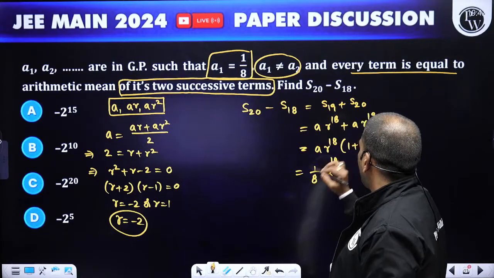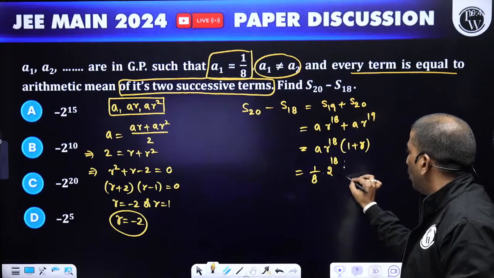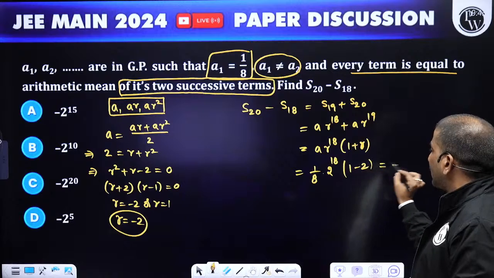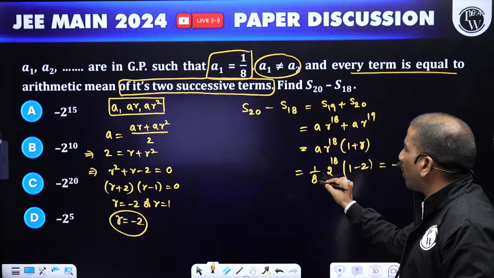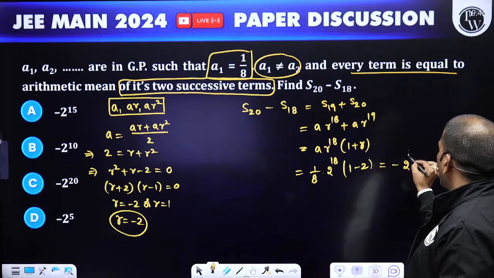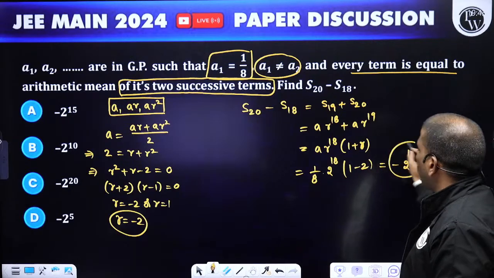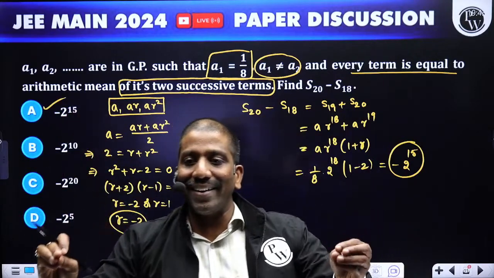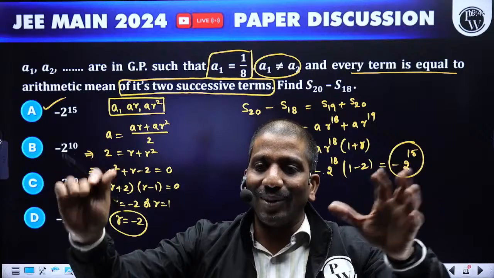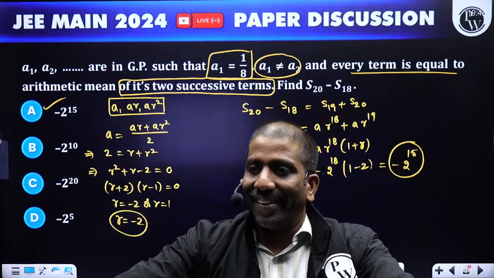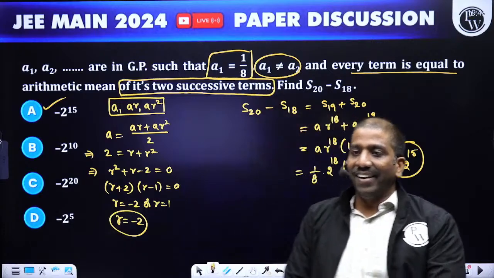So 2 power 18 is an even power, so it is a positive value. Then 1 minus 2, just observe the minus. And 8 is 2 power 3, so 2 power 3 gets cancelled, leaving 2 power 15. So the answer is minus 2 power 15. If you read it and apply the things, it could be very easy. Right? Correct?